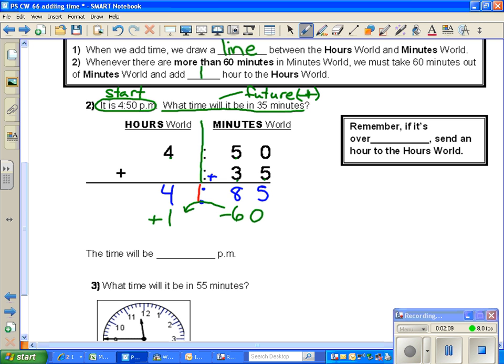Okay, so again, we're splitting these two. Hours world and minutes world, two different worlds. So 85 subtract 60 gives me 25 minutes in my minutes world, and then 4 plus 1 gives me 5. Now I put my colon back, so it looks like the time will be 5:25 p.m. I'm not going to have to continue taking 60 minutes out of the minutes world because 25 minutes is fine. You can tell someone to meet you at 5:25, and that will be fine.